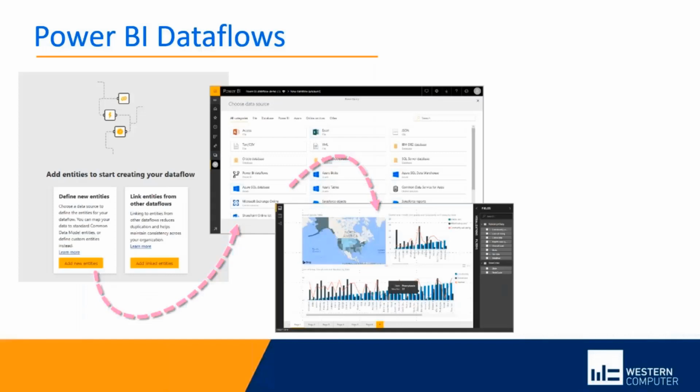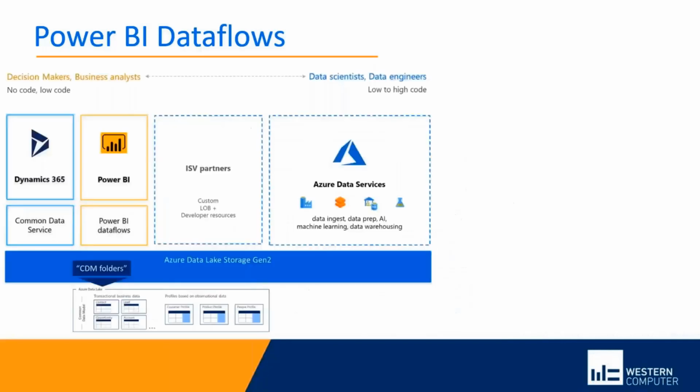So our steps for creating a data flow is first we would say add new entities. And by defining new entities, we're able then to choose a data source and then build a report from that data set in that process. And the way that Power Platform works in the background is it creates common data model folders. If you look at the bottom of the diagram, it organizes all of those entities into a data lake, and then the data flows can read directly from that data lake, and you can use it inside of Power BI. And then also, that same data lake can be used with other applications as well.